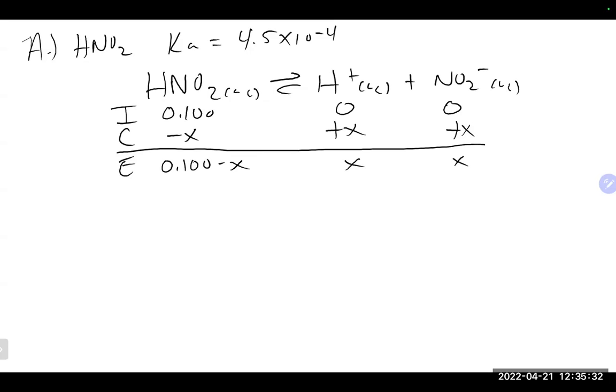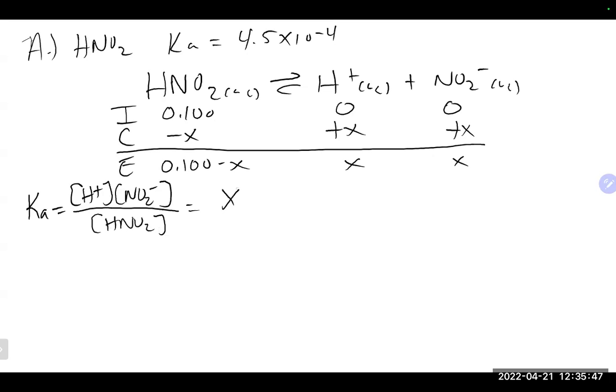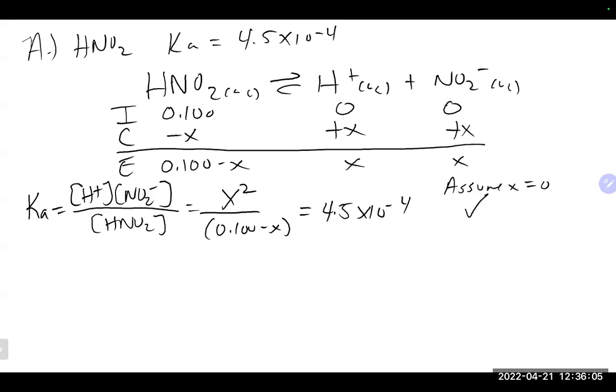Any questions on the table so far? This goes into our Ka expression, which is our products over our reactants. In this case that gives us X squared over 0.1 minus X equal to our Ka value of 4.5 times 10 to the minus 4. It is a small value, so you could assume that X is approximately 0. If you did, you should have checked it, and you should have got an unhappy face because it was like 6.7%, which is a little too high for our capabilities here.